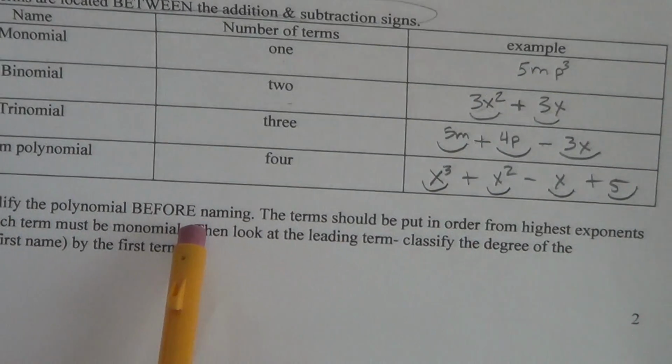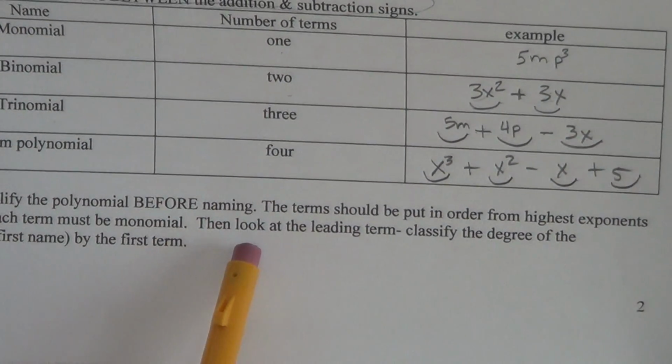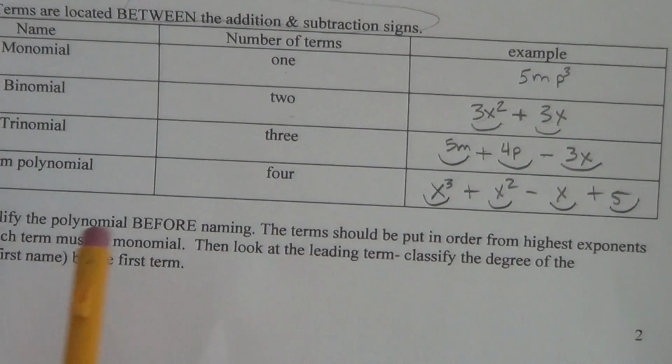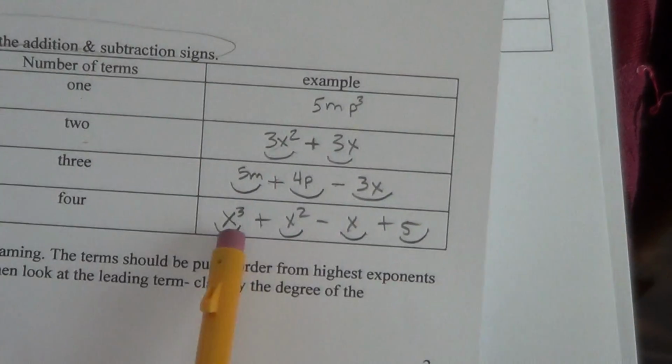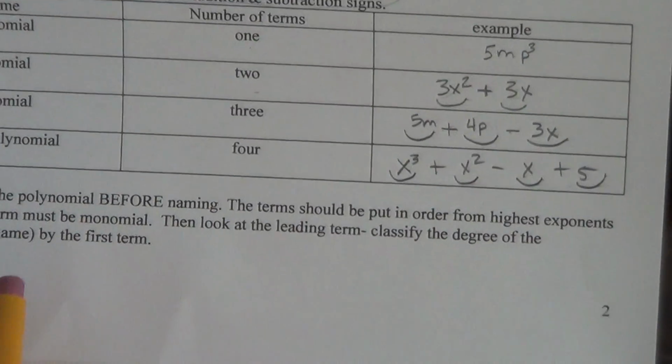Always simplify the polynomial before naming it. The terms should be put in order from the highest exponents to the lowest, just like this example that I gave you here. That's written in standard form. That's what you always want to shoot for.